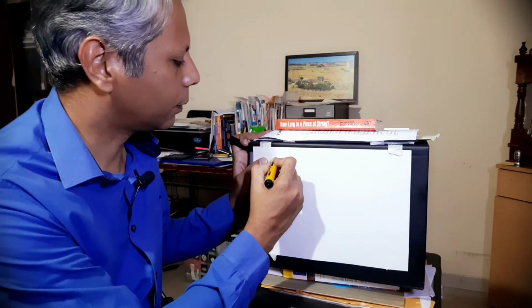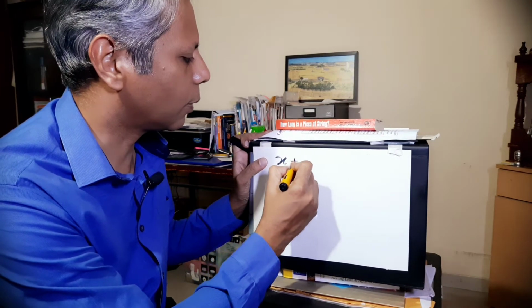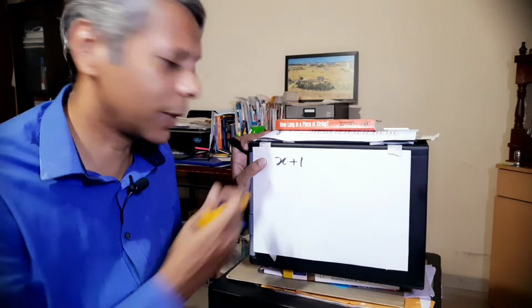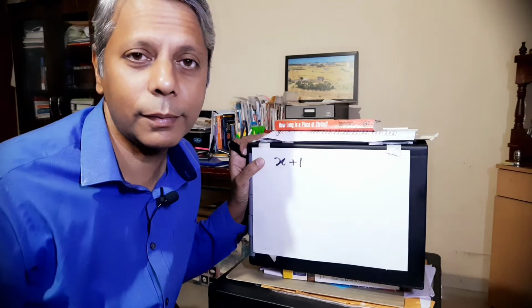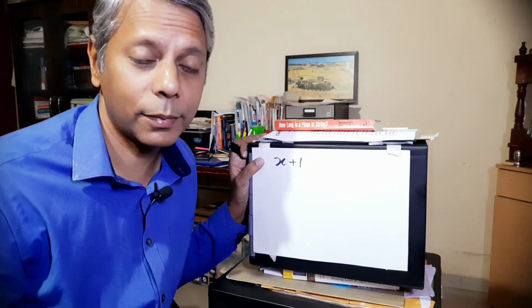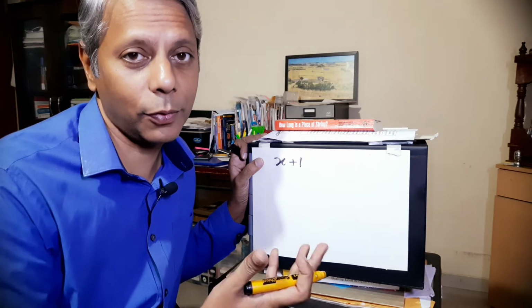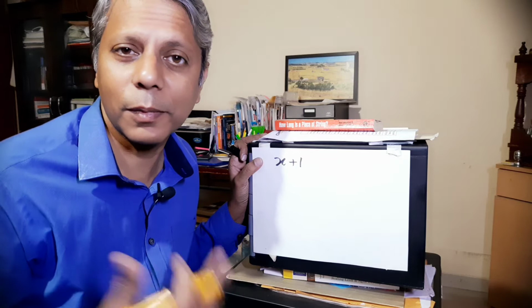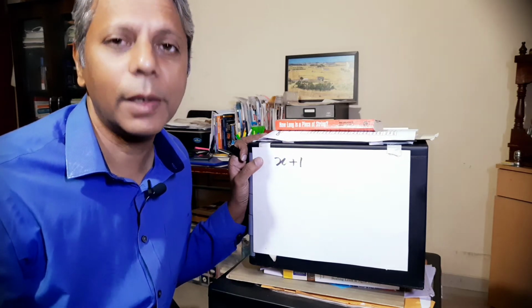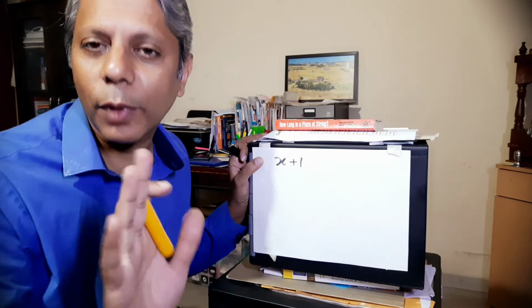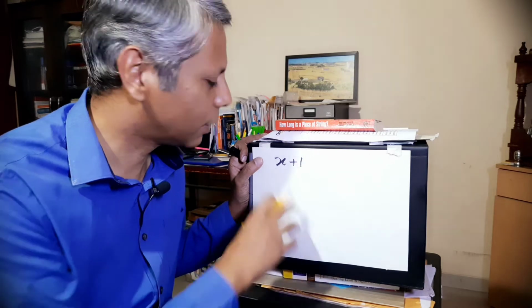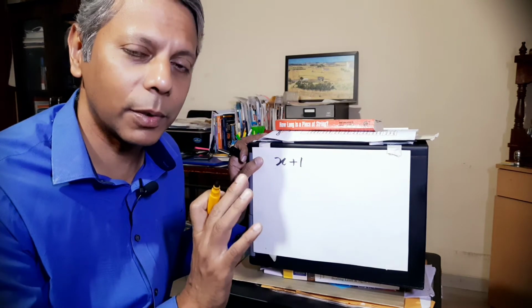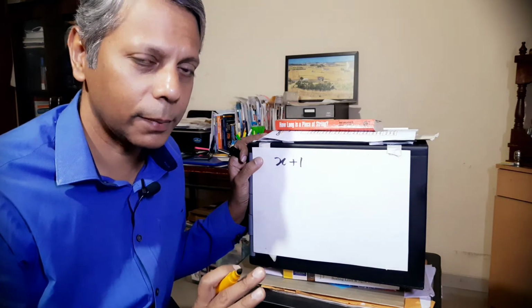Let's take x plus 1. So what is x? X could be anything. It could be the number of camels, the weight of a sack of potatoes, the height of a person, could be anything. Doesn't matter. We just don't worry about it. In algebra, x stands for a number which we don't know yet.